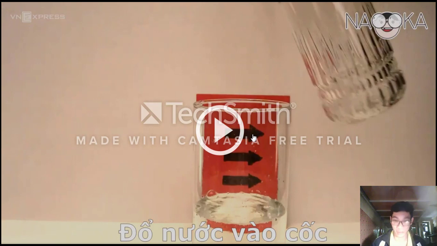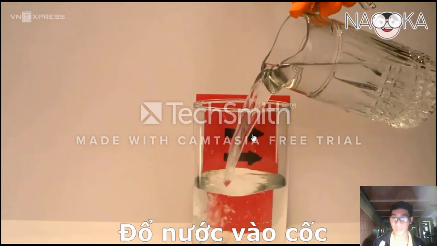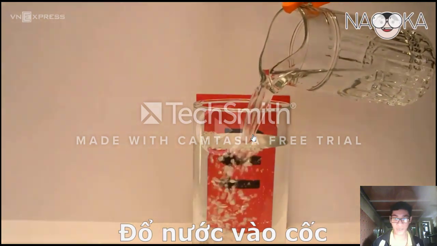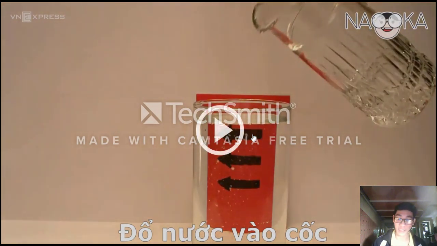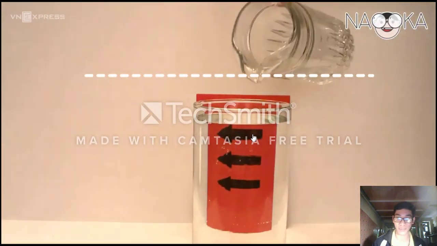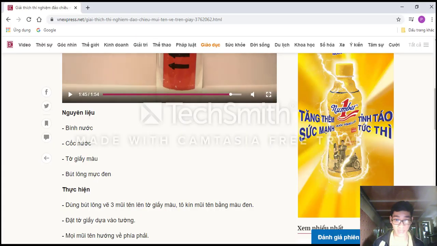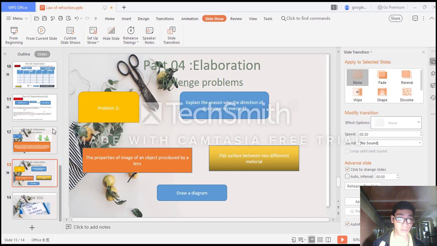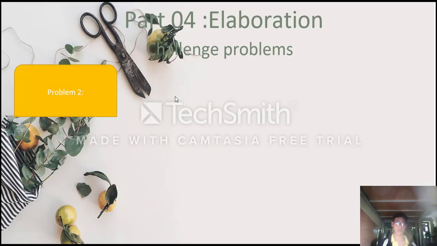There is no effect. Add more water. And what happened? What happened here? I will ask my student to explain this phenomenon. Why is the direction of the arrow inverted? If they have some difficulty, I can give them some hints.